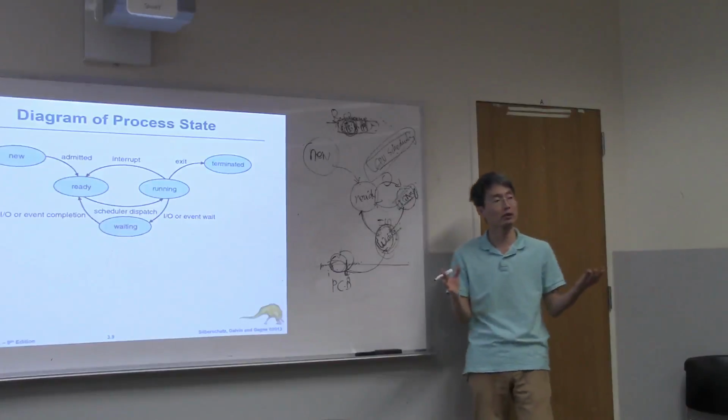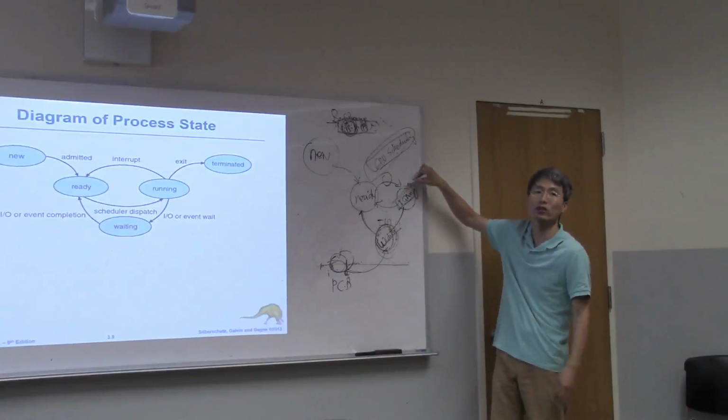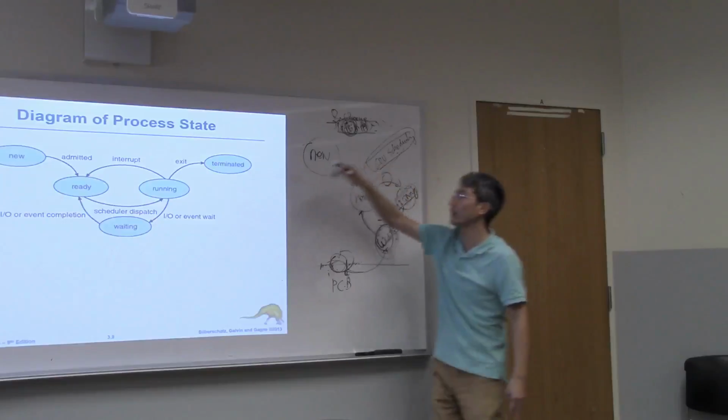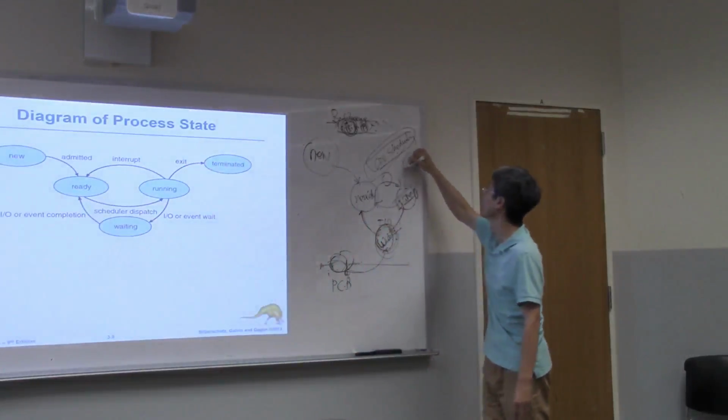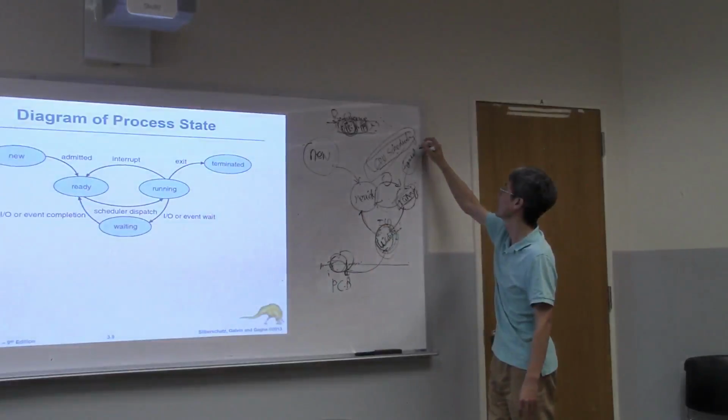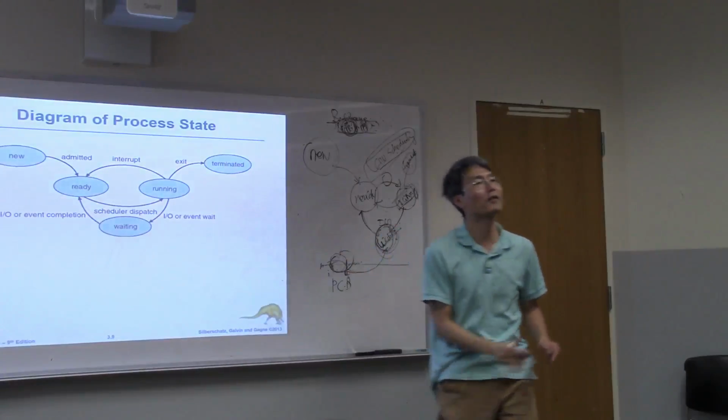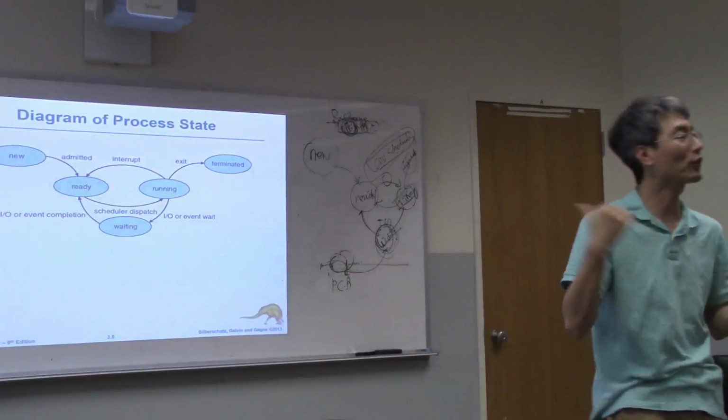Also, what happened? You are done. Every instruction is done. Finish it. Then it will be terminated. So terminate. Basically, 5 different states. Any question?